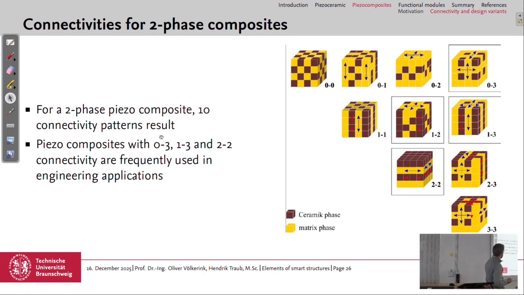Common connectivities for piezocomposites in engineering applications are 0, 3, so ceramic particles in a matrix of polymer; 1, 3, which would be ceramic fibers in a volume of matrix; or 2, 2, which is again the stack of different films, so a film of ceramic material, a film of matrix, and so on.